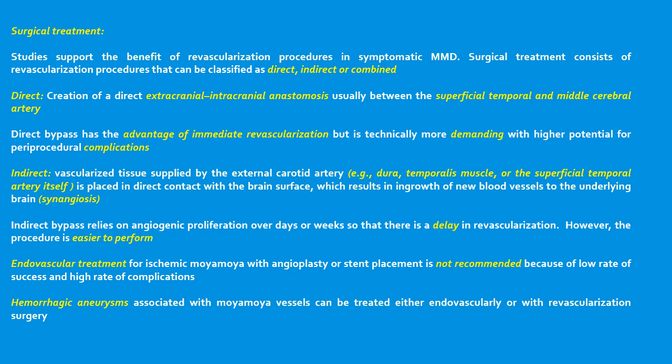Indirect, vascularized tissue supplied by the external carotid artery is placed in direct contact with the brain surface, resulting in ingrowth of new blood vessels to the underlying brain or synangiosis. Indirect bypass relies on angiogenic proliferation over days or weeks so that there is a delay in revascularization. However, the procedure is easier to perform. Endovascular treatment for ischemic MMD with angioplasty or stent placement is not recommended because of low rate of success and high rate of complication. Hemorrhagic aneurysms associated with the condition can be treated either endovascularly or with revascularization surgery.